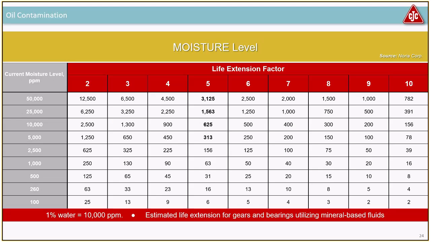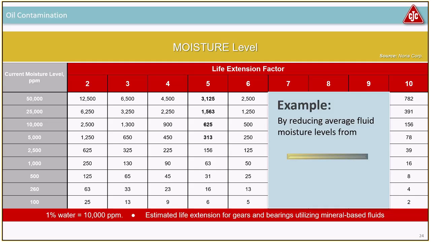Noria also made a table for water, similar to the one we had for particles. Out here on the left side, the gray area, I have the current moisture level, and then it's slightly differently made. Here I have the moisture level that I want in the table, and then my life extension is in the red area here. And this is for bearings and gears and so on, where you have high pressure load zones.